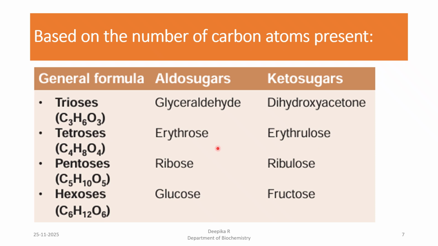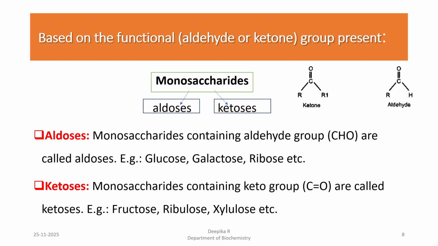Tetroses: erythrose, erythrulose. Pentoses: ribose, ribulose. Hexoses: glucose and fructose. Based on the functional group, the monosaccharides can be again classified as aldoses and ketoses. Some examples of aldoses are glucose, galactose, ribose. Some examples of ketoses are mainly fructose, ribulose and xylulose.